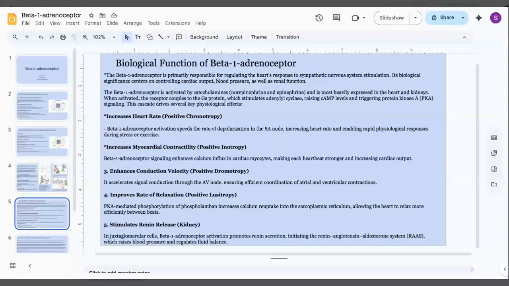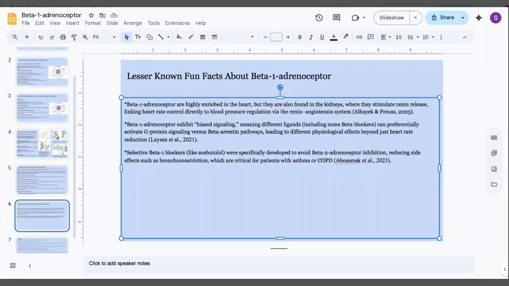And lastly, stimulating renin release in the kidney, which I think is super interesting. That will occur in the juxtaglomerular cells. Beta-1 adrenergic receptor promotes renin secretion, initiating the renin-angiotensin-aldosterone system, which raises the blood pressure in the kidneys, stimulating the renin release and linking heart rate control directly with blood pressure via the renin-angiotensin system.